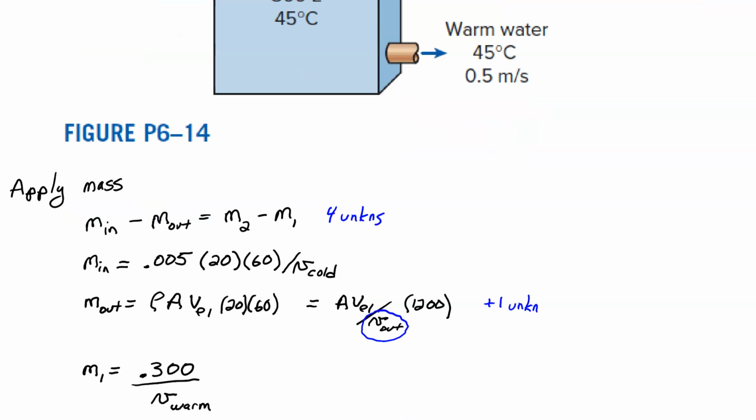Okay, so what you can see here is that I've picked up the initial value of mass, because they tell me that the tank is completely filled with the warm water. So that means I've got 300 liters, that's 0.3 cubic meters, divided by the specific volume of the warm water, and I've got the mass at the beginning. So you picked up another equation. Now we have 4 equations, but we have 5 unknowns. You need something else. Give it some thought.